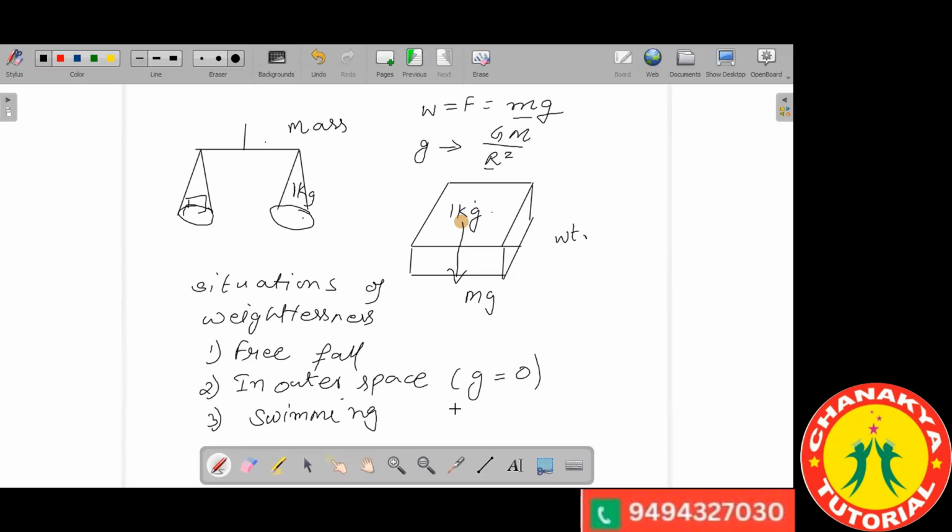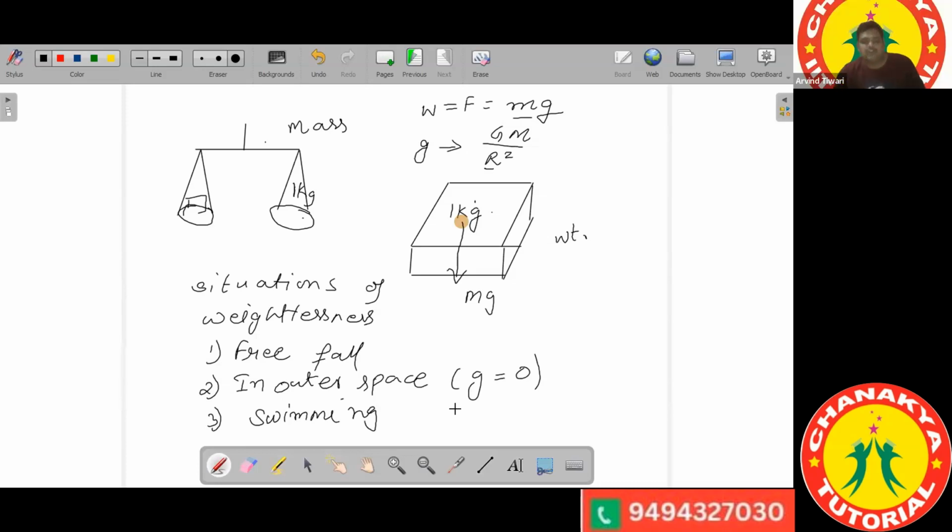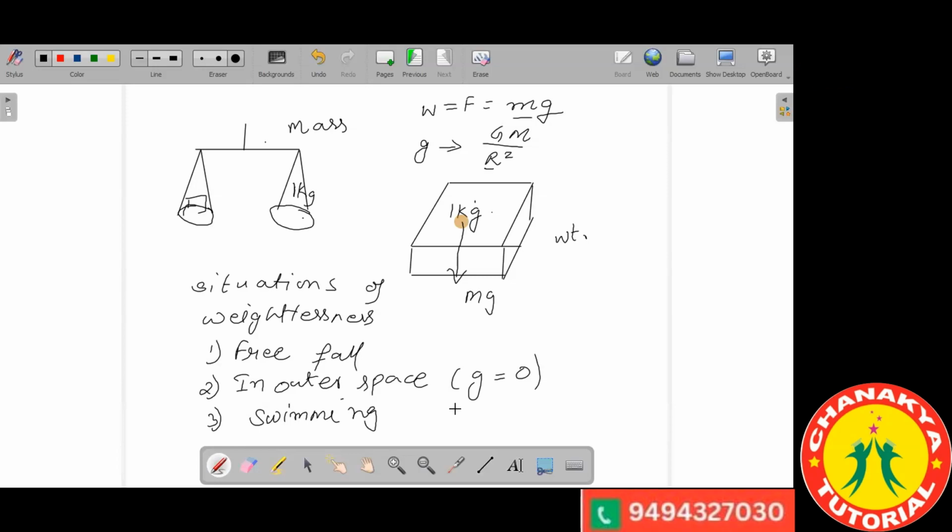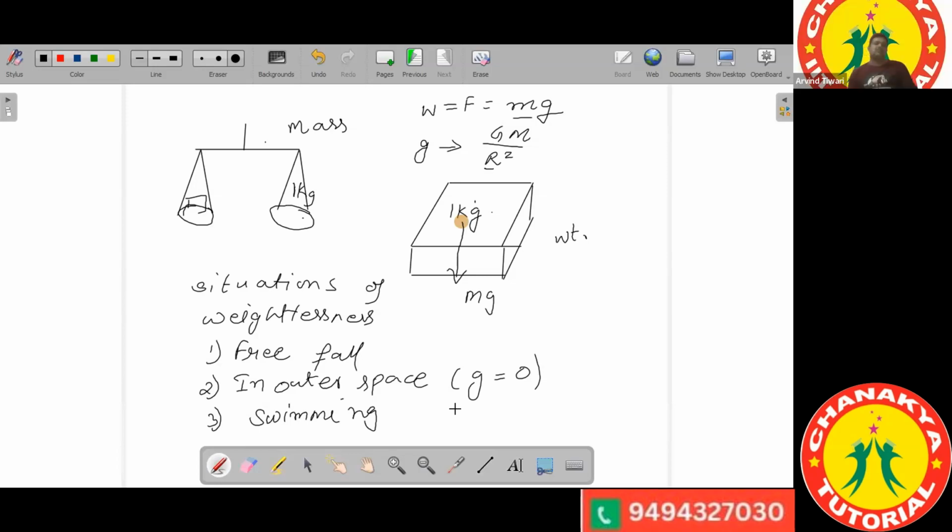Sir, while swimming, it's our weight which decreases, right? Not zero, isn't it? It decreases, but if your weight is not zero, then you will not be able to swim. You will go down in the water. But how will your weight become zero? Your weight can't become zero if you go into water. If you are swimming, just understand it something like this.